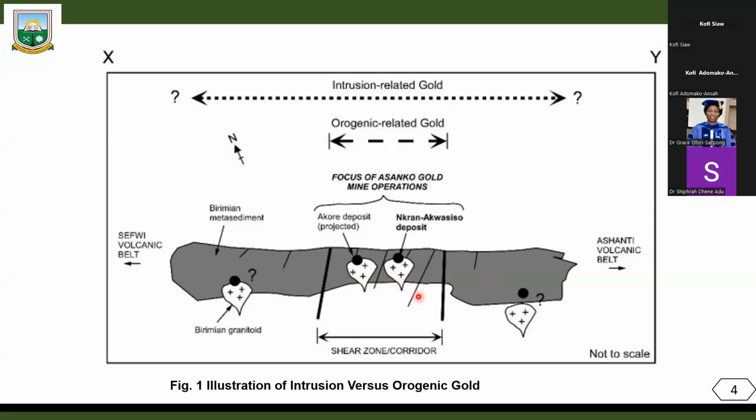However, when we want to look at the intrusion-related style, what we are trying to imply here is that the intrusion-related mineralization does not necessarily need a shear zone to be able to form.